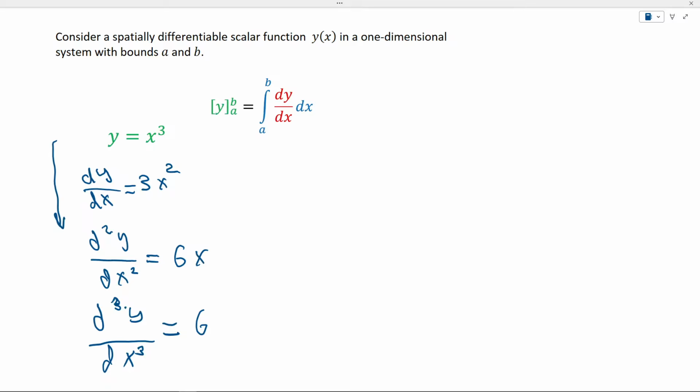Yes, if you kept integrating all the way up, so now if I integrated this guy, I will get this guy. If I integrated this guy, I will get this guy. And if I integrated this guy, as it's shown here, guess what I will get? I will get this guy. So let's do the integration.